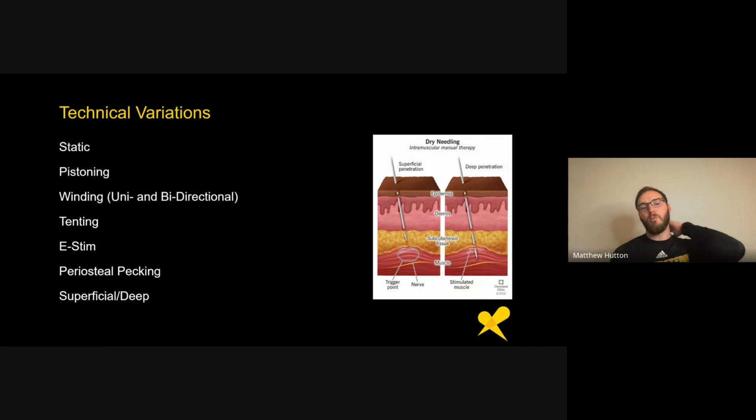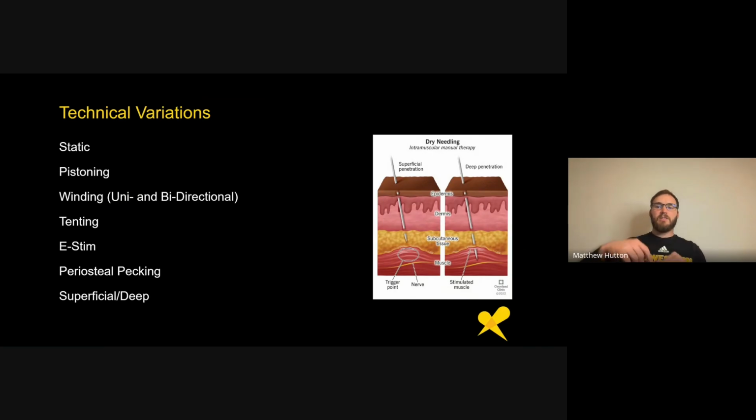I also do a little bit more with winding, and the research is pretty well documented that winding works, especially in the unidirectional method. But the pistoning is the strongest mechanical. According to the literature that I've seen, the pistoning has the strongest effect on the mechanical symptoms. This is followed then by the unidirectional winding.